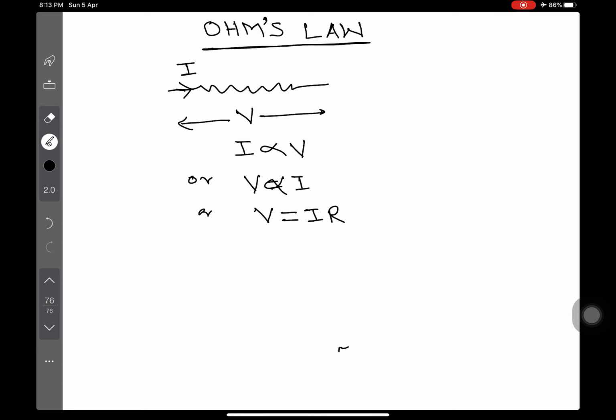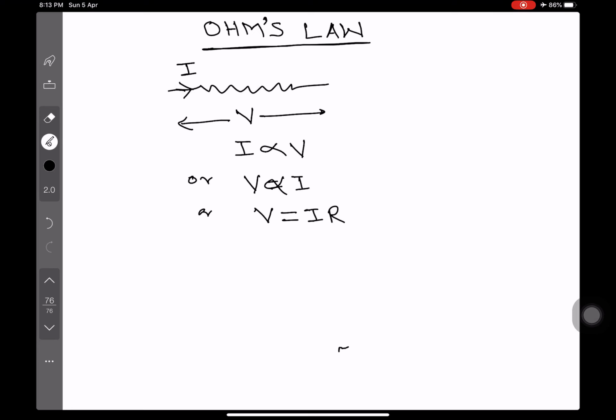And physically, the resistance of a conductor is its property due to which it opposes the flow of charge, that is the flow of current through it. Now, from this equation 1, we get R equal to V over I. Therefore, the resistance of a conductor is defined as the ratio of the potential difference applied across its ends to the current flowing through it.